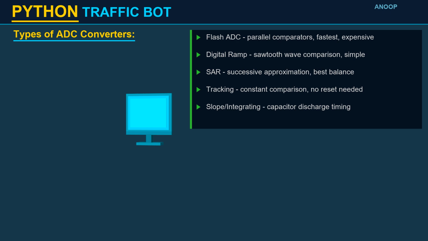Tracking ADC uses constant comparison without resetting, ideal for signals that change slowly. And slope or integrating ADC measures capacitor discharge timing, providing excellent noise rejection at the cost of speed. Understanding these converters is essential because every network interface card uses ADCs to convert electrical signals from the cable into digital data your computer processes.